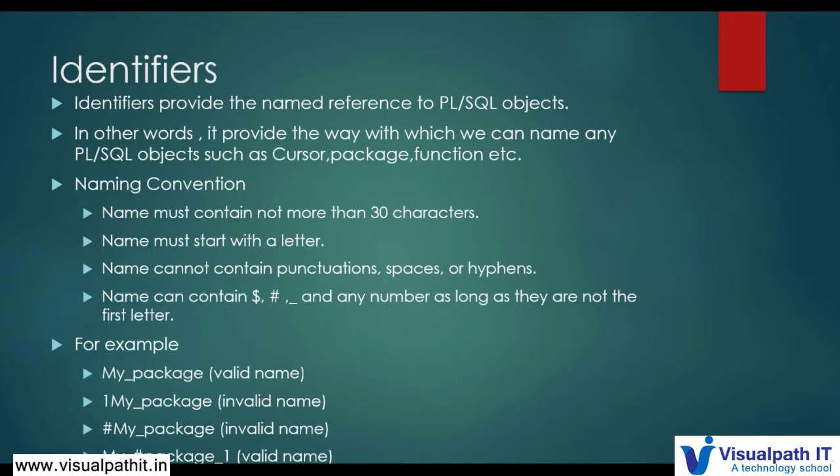Suppose I am creating a create or replace procedure my_procedure, followed by the declarative, execution, and exception blocks. When we compile it, that object will be stored in the database with a name reference of my_procedure. So the Oracle database will refer to that object with that name only. So these are the identifiers.